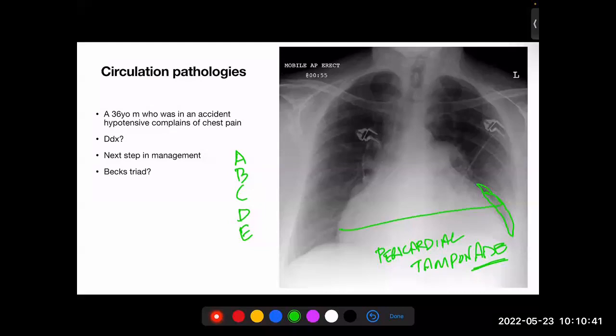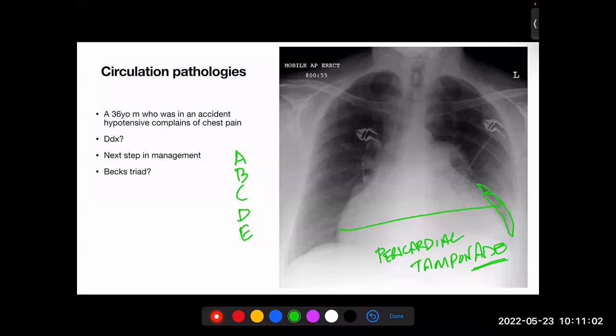Muffled heart sound. What does that mean? Muffled. The heart sounds are quiet. Why? Because there's a fluid around it. So the heart sounds are distant. If you say distant heart sounds, I agree with you. If you say muffled heart sound, I agree with you.